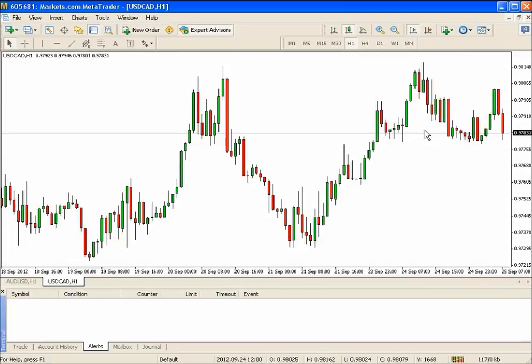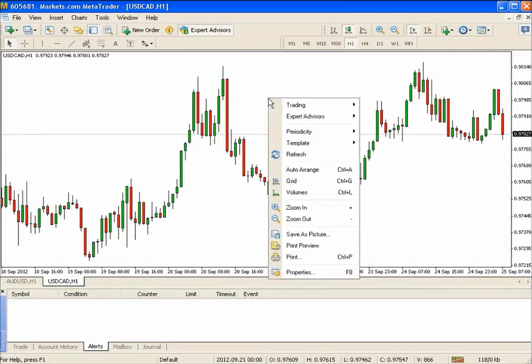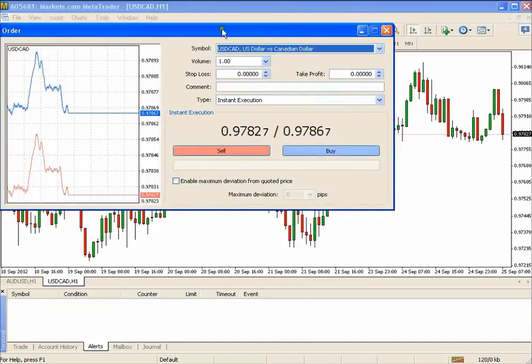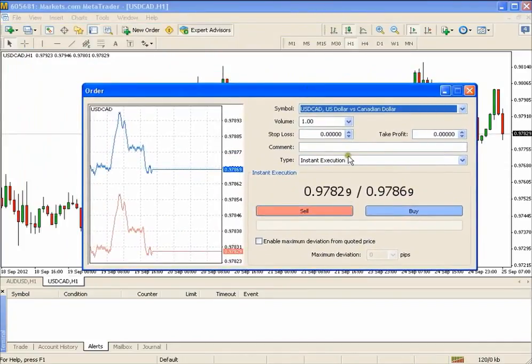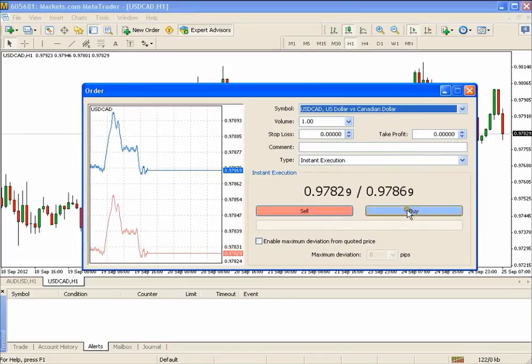Now, to open up a new trade, there are various ways that you can go about it. One option is you can right click on the chart and you can go down and look for trading, and then you can click new order. Now this brings up an order window, and if it's left on instant execution, it means that we're going to enter the market immediately. And so you click sell or buy. Remember, sell is when we think that the market's going to come down, and buy is when we think the markets are going to be going up. So that's the simplest part.